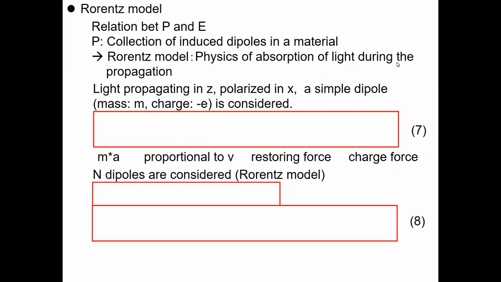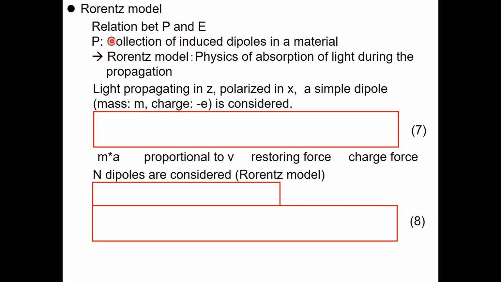Okay, then let's study how to obtain the spectrum shape. In this study, we study the Lorentz model, which is the relation between the polarization inside the material and the electric field. And this is simply the polarization induced by the electric field inside the material. And there are many dipoles induced inside the material.